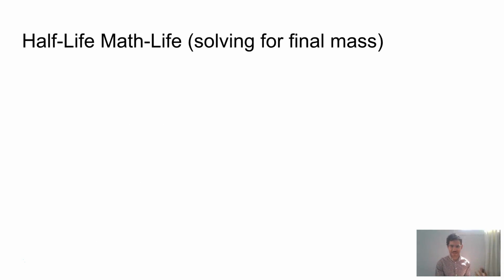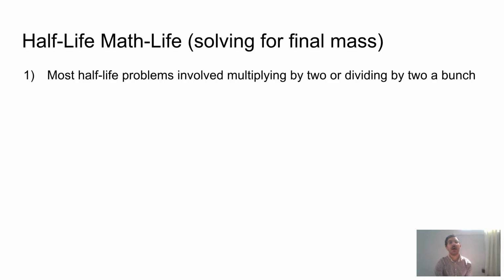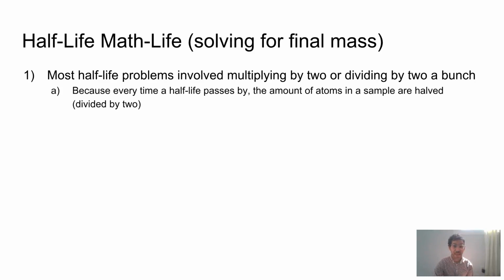So let's do some half-life maths. We know that the half-life tells us how long it takes for half of a sample to decay. So we're going to use this to figure out half-life problems. Most of these problems are going to involve us multiplying by 2 or dividing by 2 a bunch, because every time a half-life passes, the amount of atoms is halved, or divided by 2. So we're going to use that to help us work our way through these problems.